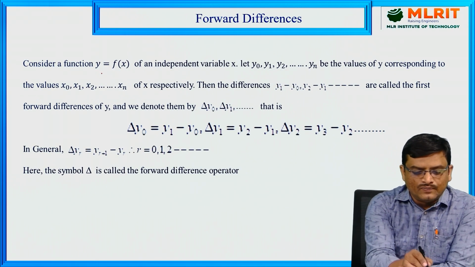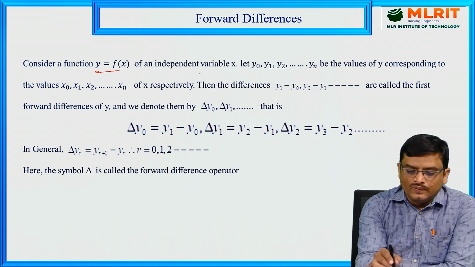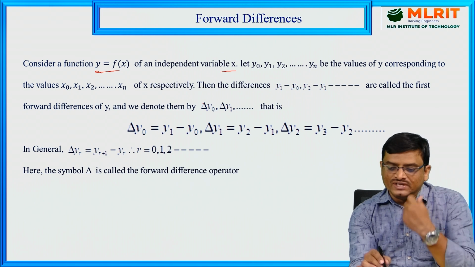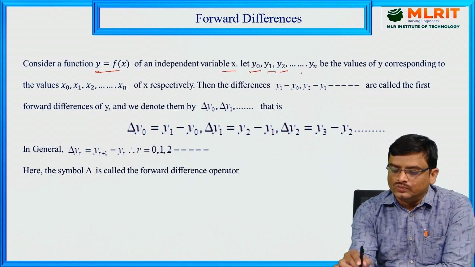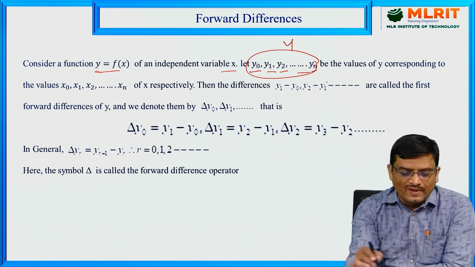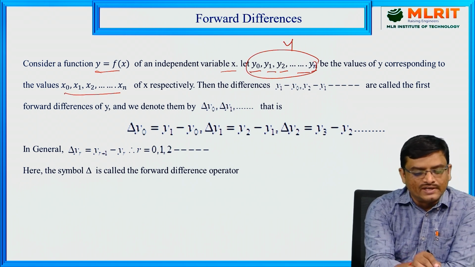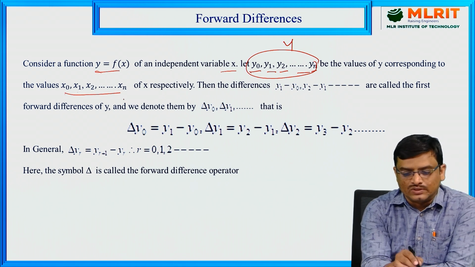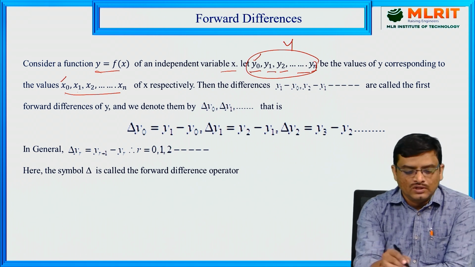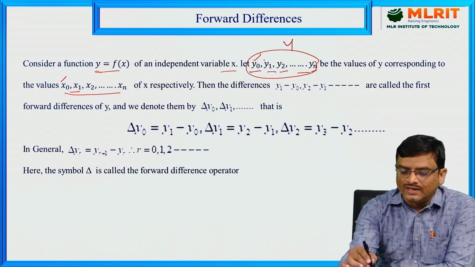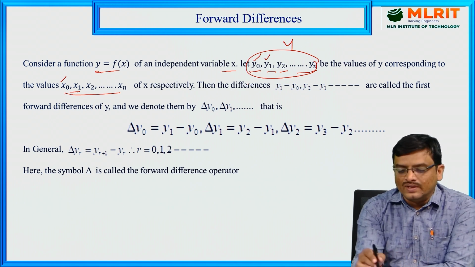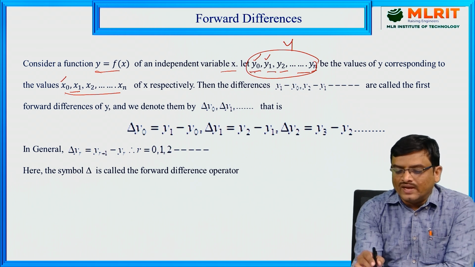I have taken the function y is equal to f of x, in which x is the independent variable. For y, I have considered some values y0, y1, y2, y3 and so on, yn. These are the values of y corresponding to the x values x0, x1, x2, x3 and so on, xn. When we take x is equal to x0, the y value is y0. When we take x is equal to x1, the y value is y1. So for each value of x, we have its corresponding y value.